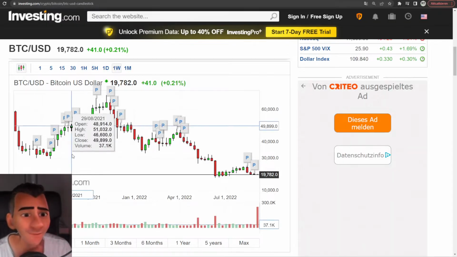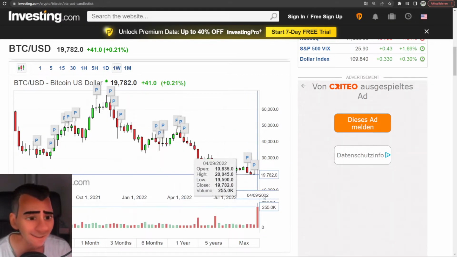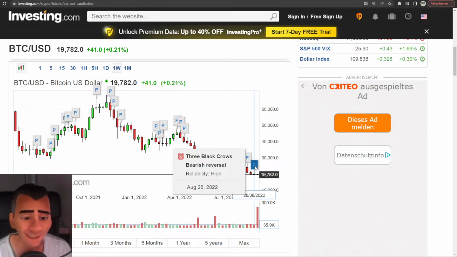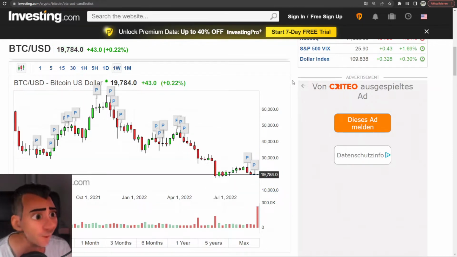So let's start with this, guys. Here is investing.com. What can we see here? We see a really bad pattern. We are in the weekly time frame, and we see the three black crows here. Higher reliability that we are going down more and more.